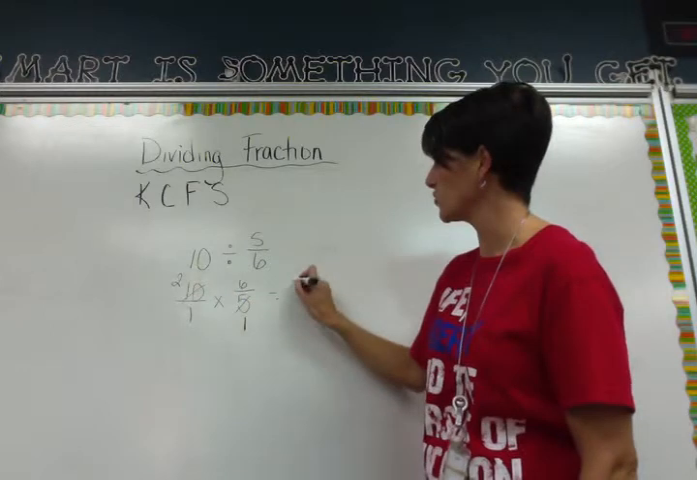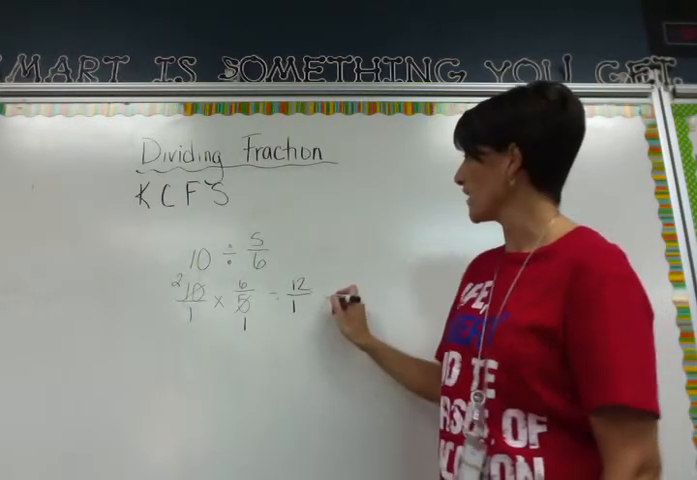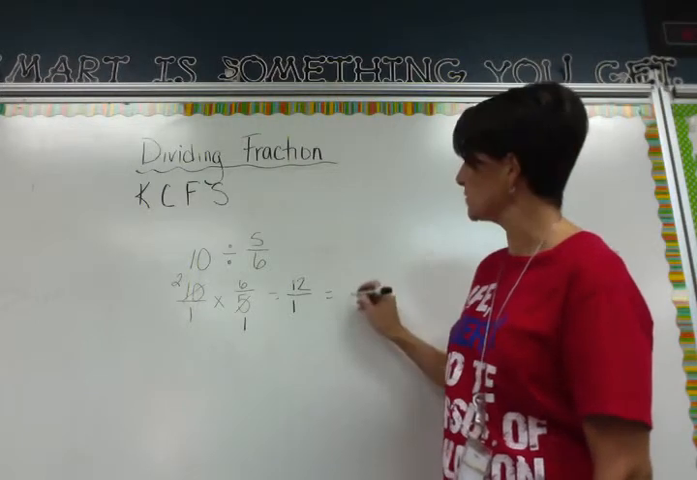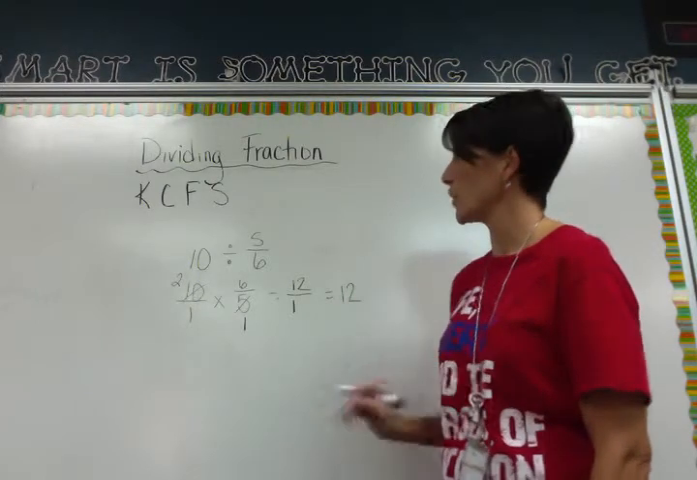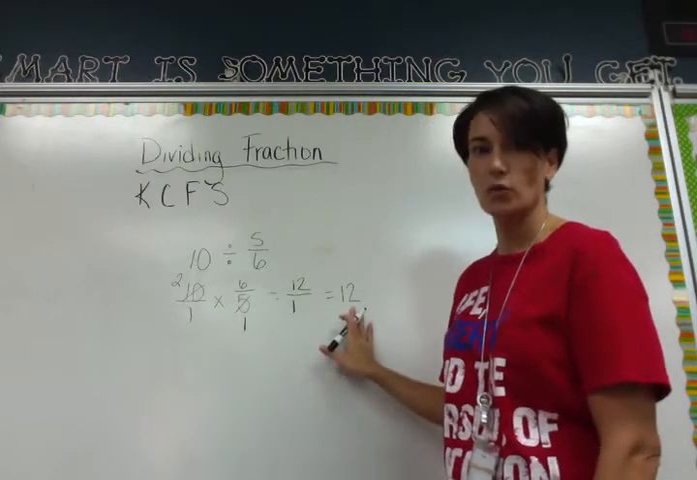2 times 6 is 12. 1 times 1 is 1. Now we're back to having a number over 1, which makes it a whole number of 12. So 10 divided by 5/6 is 12.